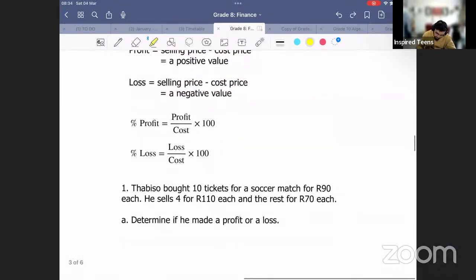And now we also have formulas for percentage profit. Percentage profit is equal to profit over cost times 100. Percentage loss is equal to loss over cost times 100.